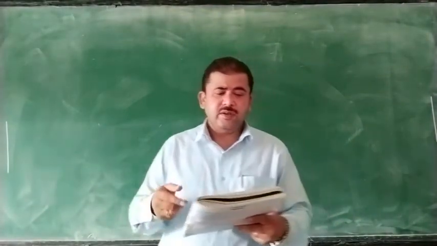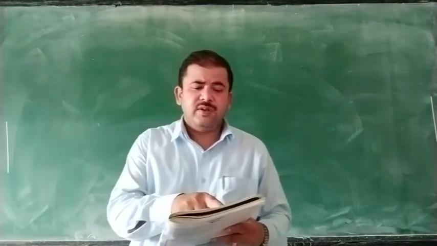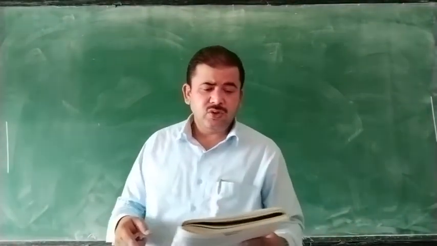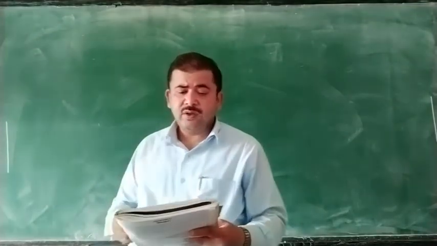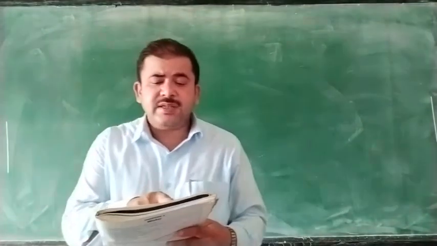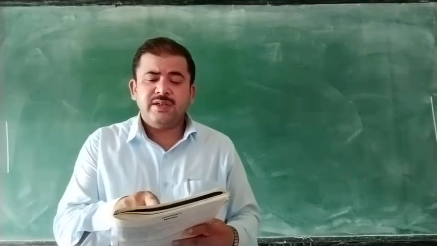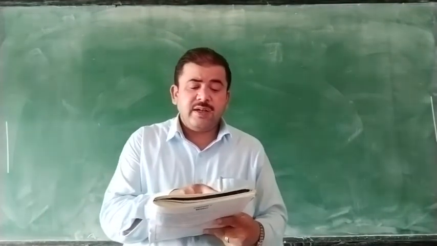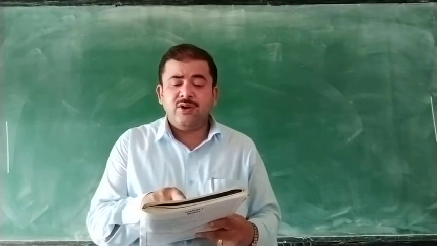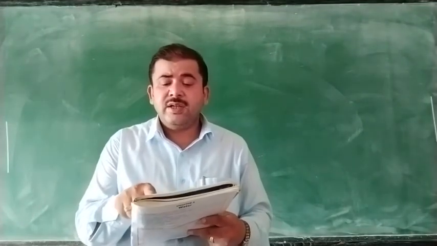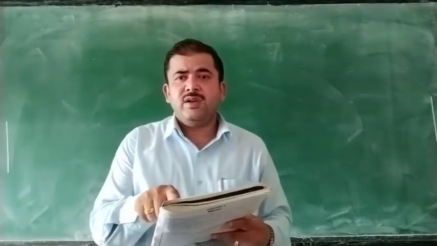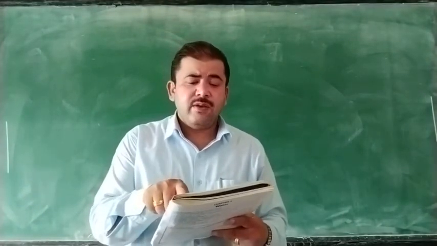Next, unit test paper second, chemical changes and reactions, page number 32. So these questions are given. First question, complete the statement by filling in the blanks with the correct word. Here first, direct combination reaction of sulfur dioxide with water gives sulfurous acid, H2SO3.